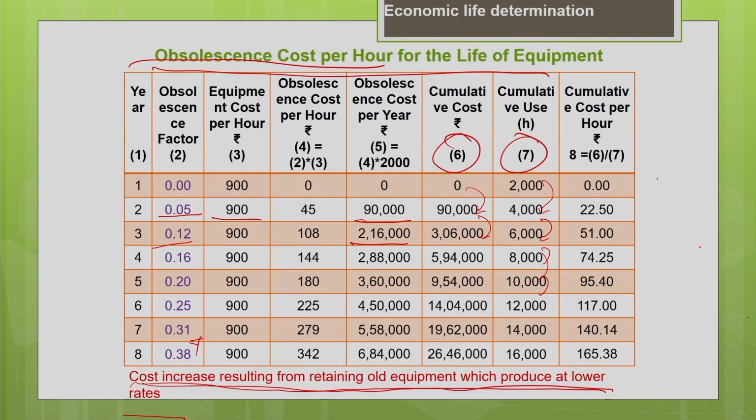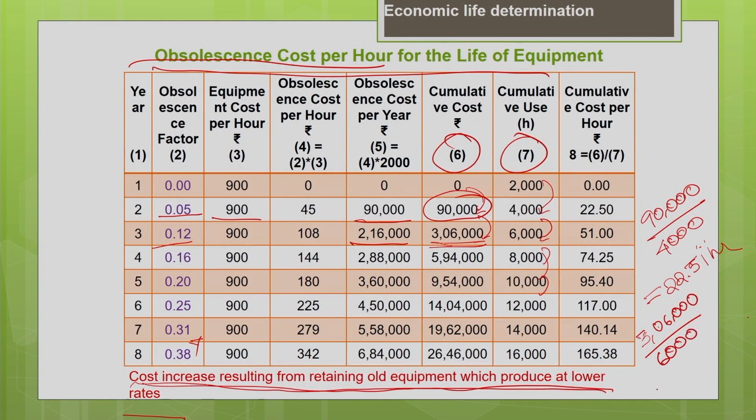So, the obsolescence cost for the second year is nothing but the cumulative cost of 90,000 divided by the usage of the machine. For 2 years, it is 4000 hours. So, that gives me the value as 22.5 per hour for 2 years. Similarly, for the third year, you can see the cumulative cost is 3,06,000 divided by 6,000, the usage of the machine for 3 years. That gives me the cumulative obsolescence cost as 51 rupees per hour for the past 3 years.